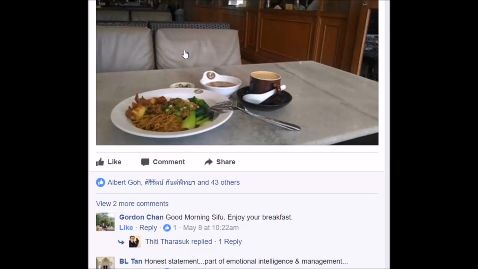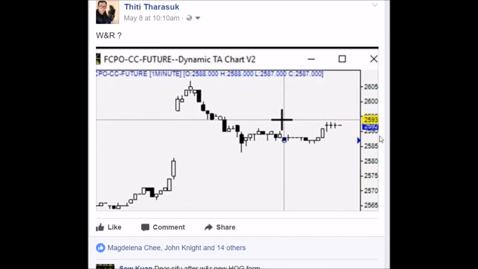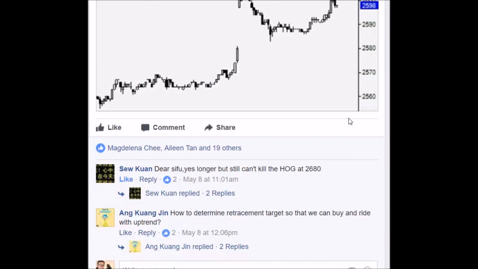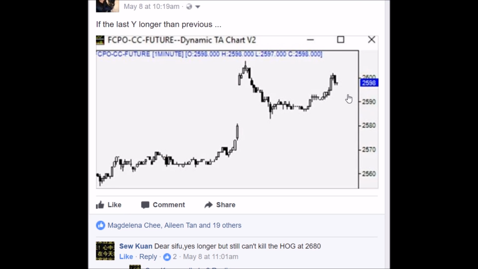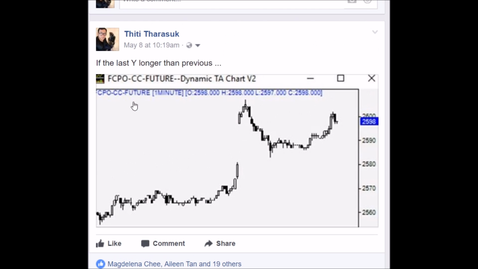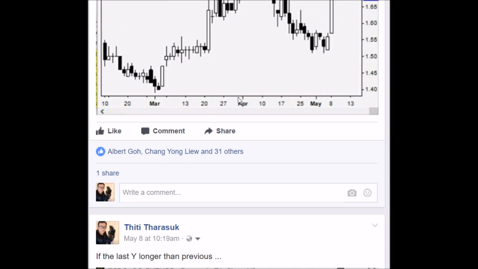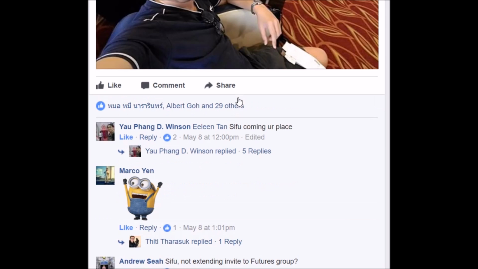Okay. You see, before we put, price at around 2592. Okay, from 92 now is 98. Okay, 98. And I always said if the last wave longer than previous, that means I want to tell, now it's on status the last wave longer than previous, that means they still have chance to move up. Okay, but this just retrace.